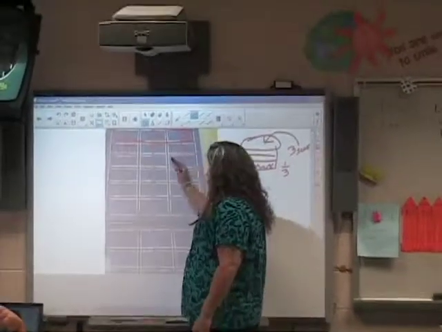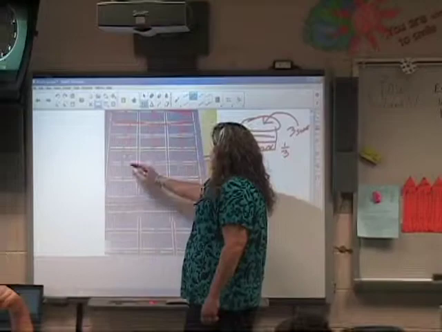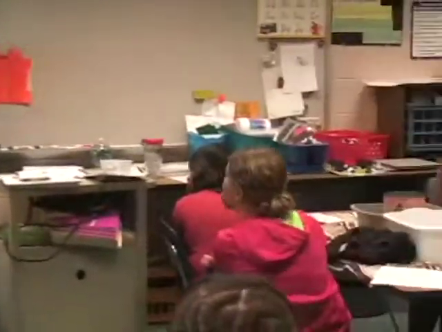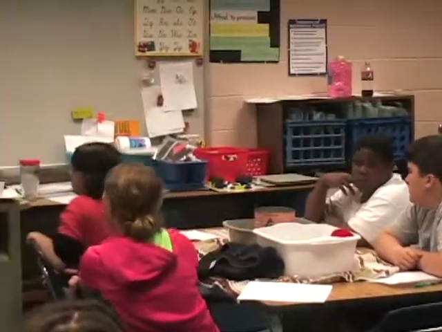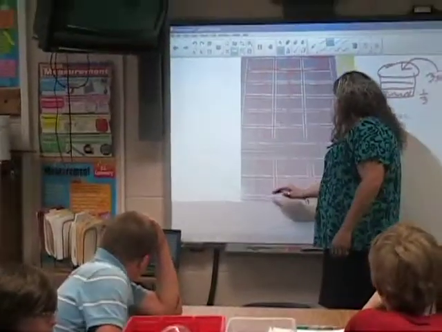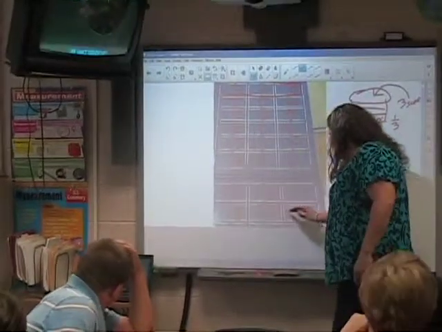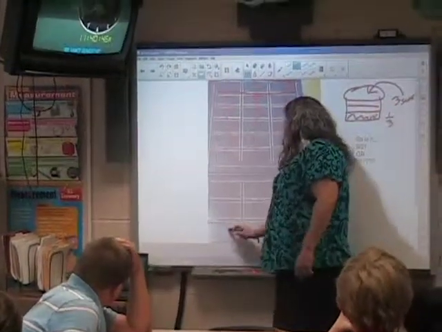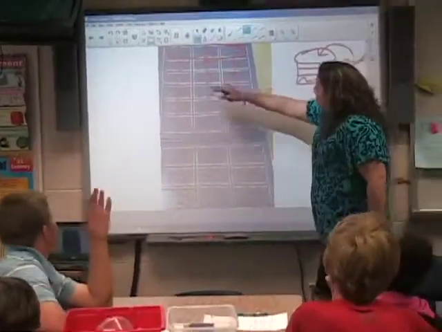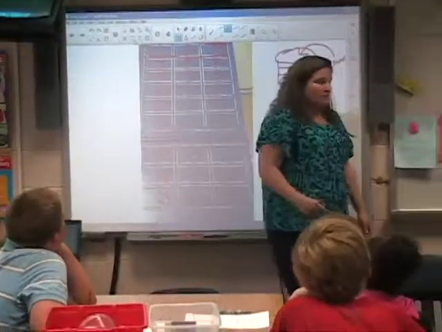4, 5 scoops, 6 scoops, 7 scoops, 8 scoops, 9, 10, 11, 12, 13, 14, 15, 16, 17, 18, 19, 20, 21, 22, 23, 24, 25, 26, 27, 28, 29, 30. Those of you still counting, you're nowhere with us. 27. Nine times 3.